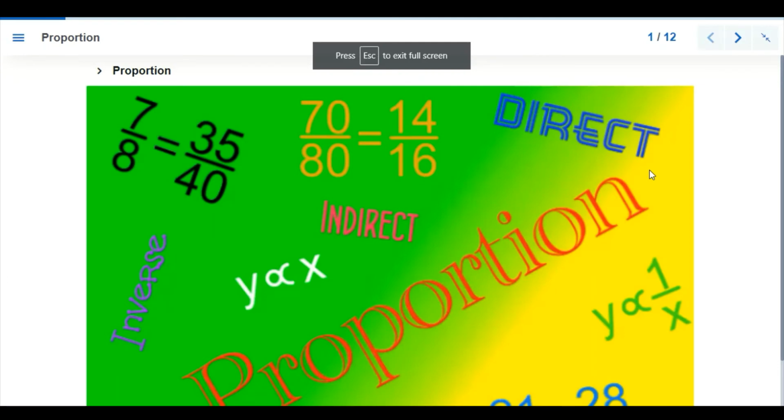Hi everyone. Again, we are going to be looking at another topic, which is ratio and proportion. We have a slide here, and we are going to be going through this slide, explaining ratios and proportion and examples under them. So, what is a proportion?